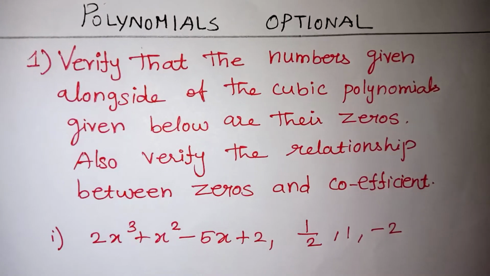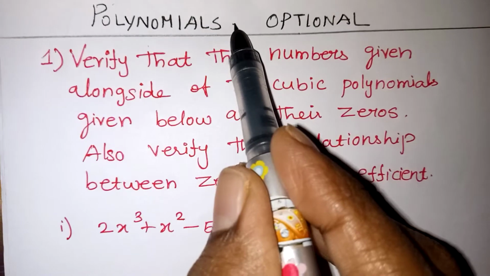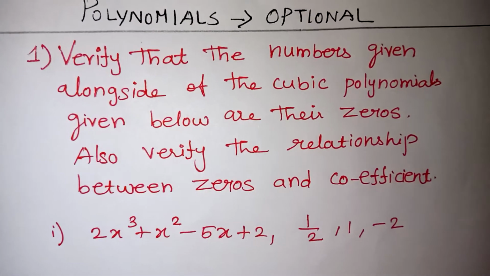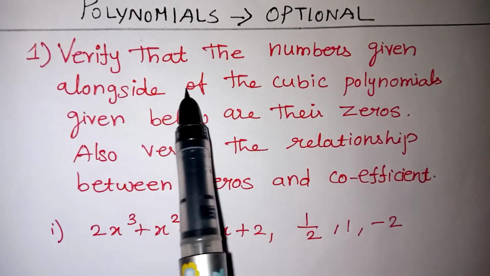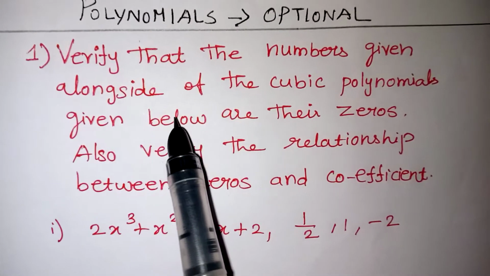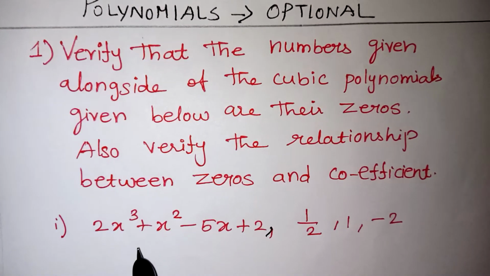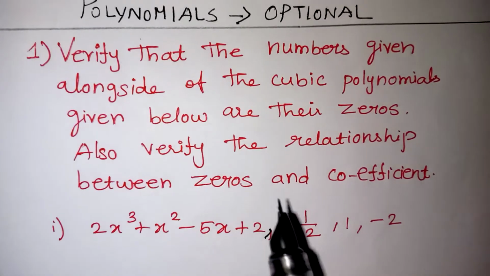Hi students, in this video we are going to learn the optional exercise from polynomials. Since we have the standard paper from this time, you have to learn the optional also. So here the question is, verify the numbers given alongside the cubic polynomial. Three numbers are given along with this polynomial.